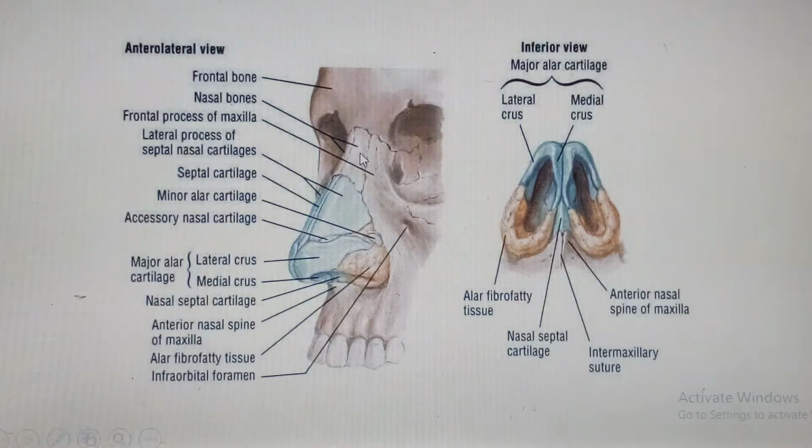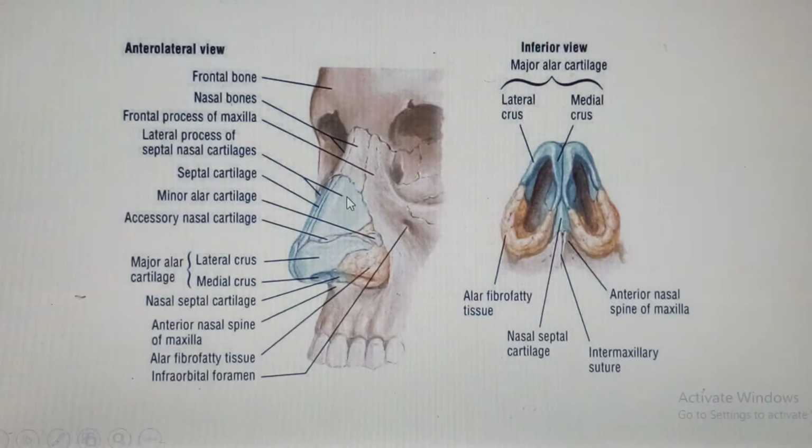So these are the nasal bones which lie on either side. Medial to that we have the lacrimal bone. We are not going into that detail. And then we have the frontal process of the maxilla over there; we are not going into that detail either. So that's the bony portion.